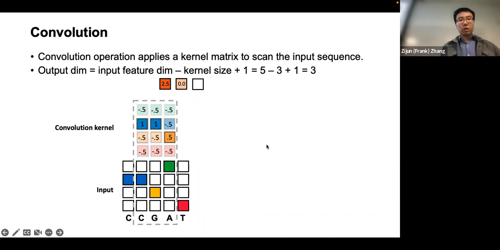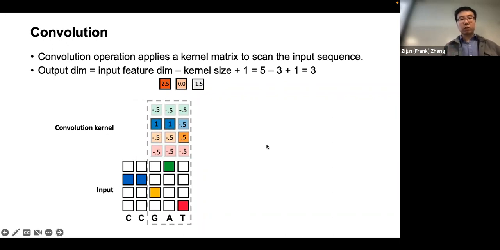All right, so if you further slide this to the very last position of our input DNA sequence, then we don't have any matched nucleotides anymore, right? So it's not CCG. So when you have these mismatches, you will be strongly penalized. So the output score will be negative 1.5.